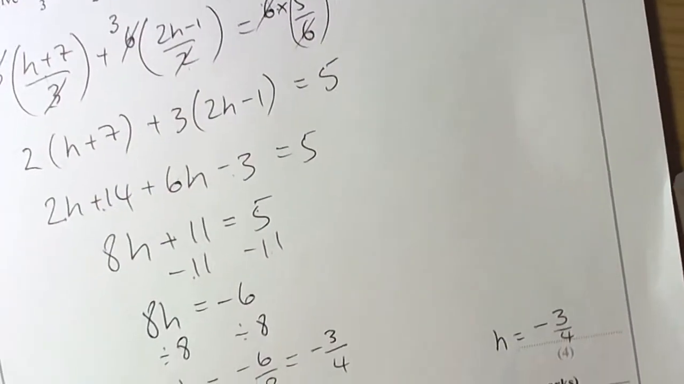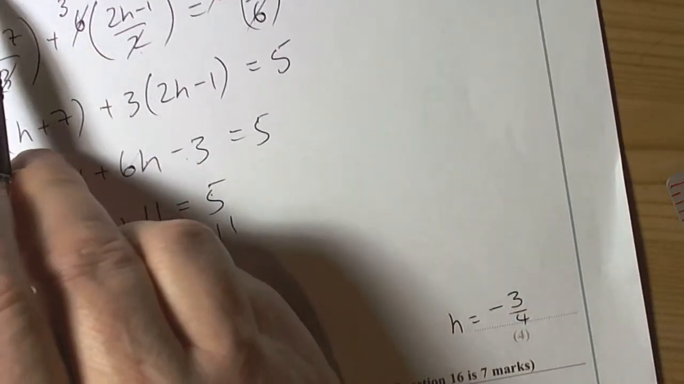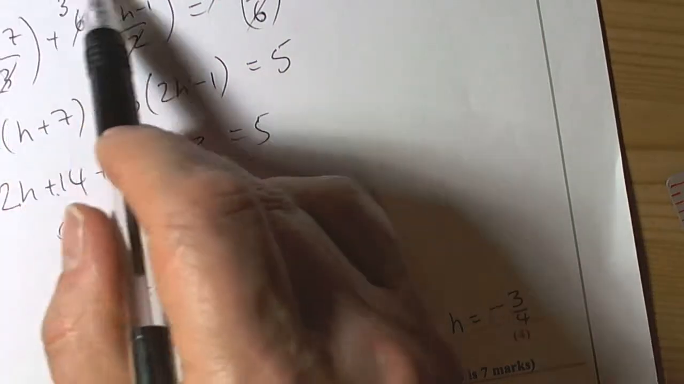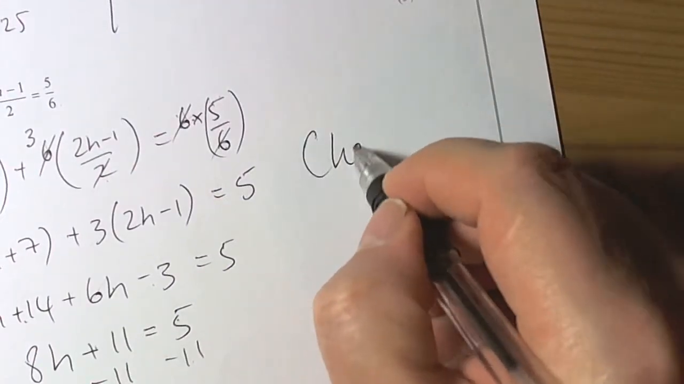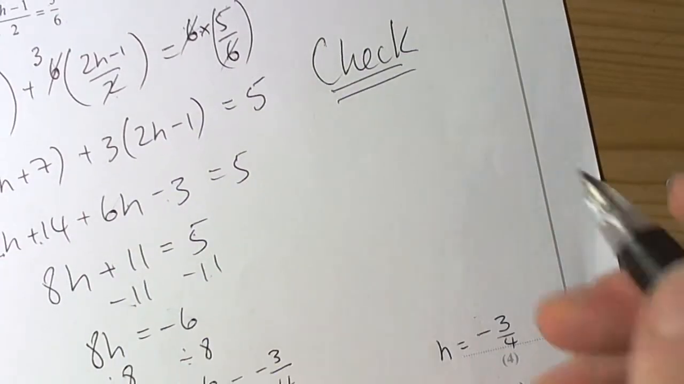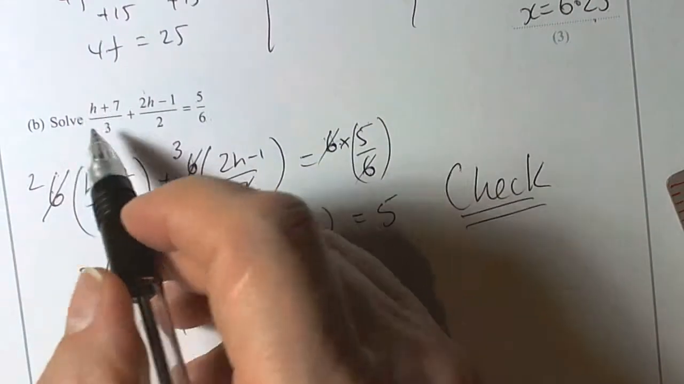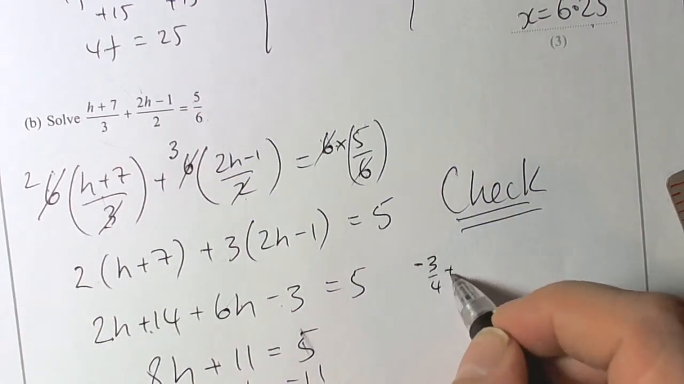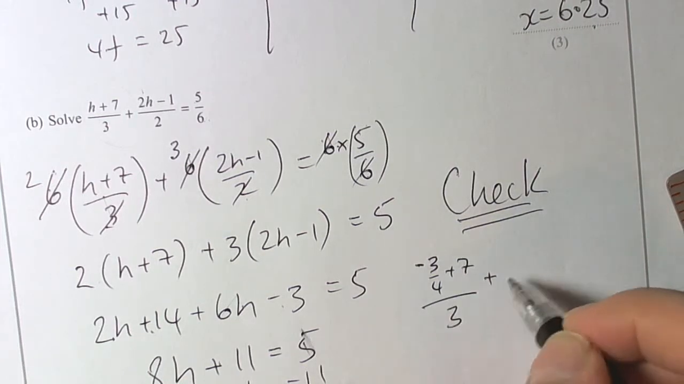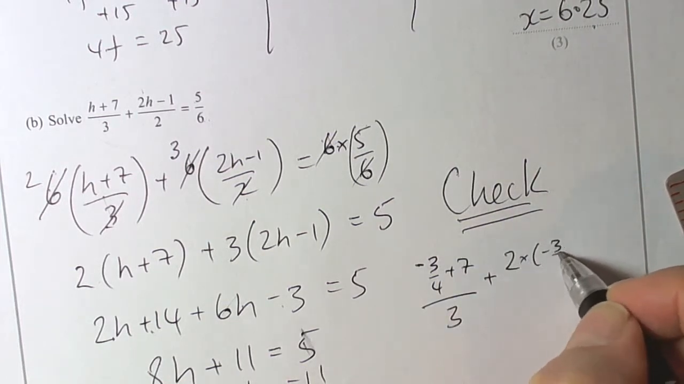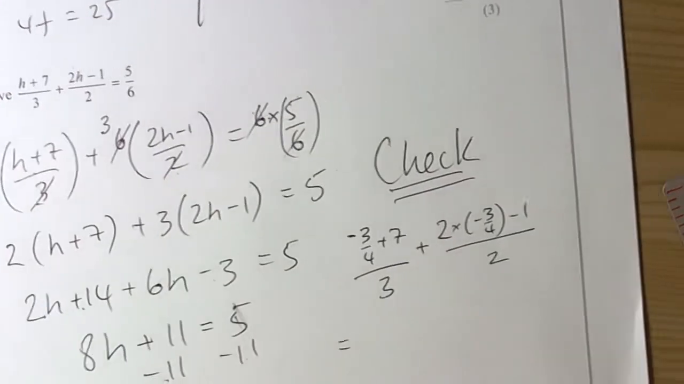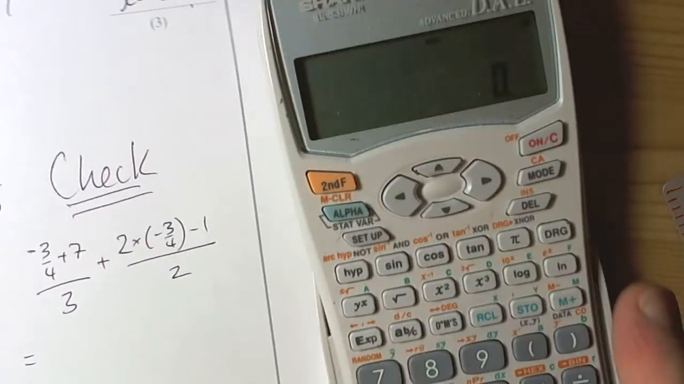Now again, at the end of the exam, when you've got a bit of spare time, you should then check that this worked, and we'd literally be putting in here the negative 3/4 value, and we should find on this side, if we use that, we get an answer of 5/6. So again, it's important that you get in the habit of checking your algebra answers. So if we replace the h with negative 3/4 in here, then we've got negative 3/4 plus 7 over 3 plus 2 lots of negative 3/4, take away 1 all over 2. So we've got a calculator, so we can use that to check out what's going on.